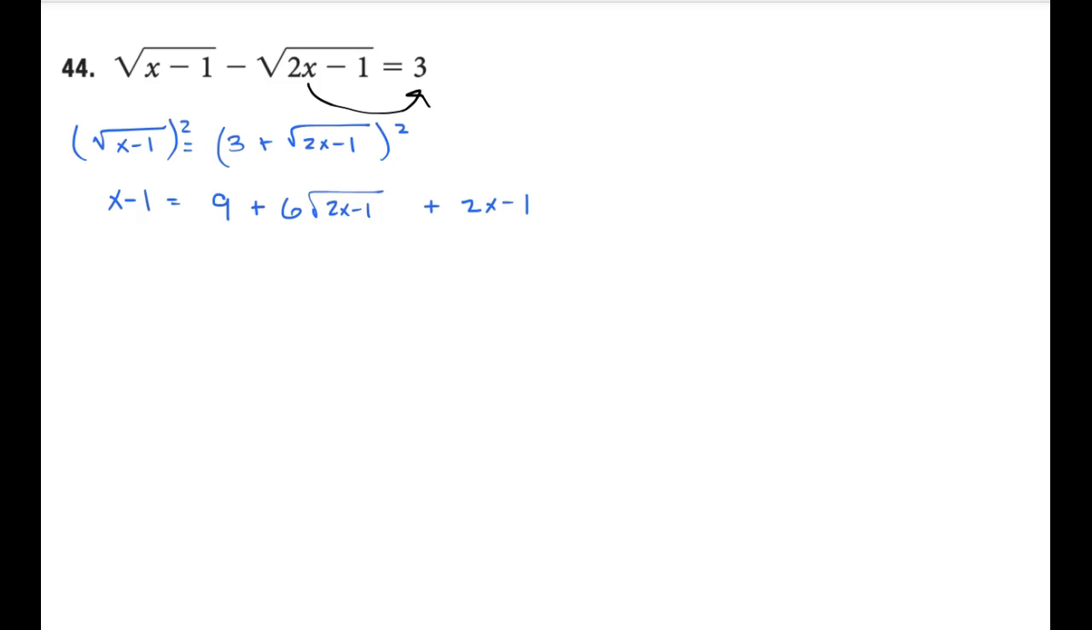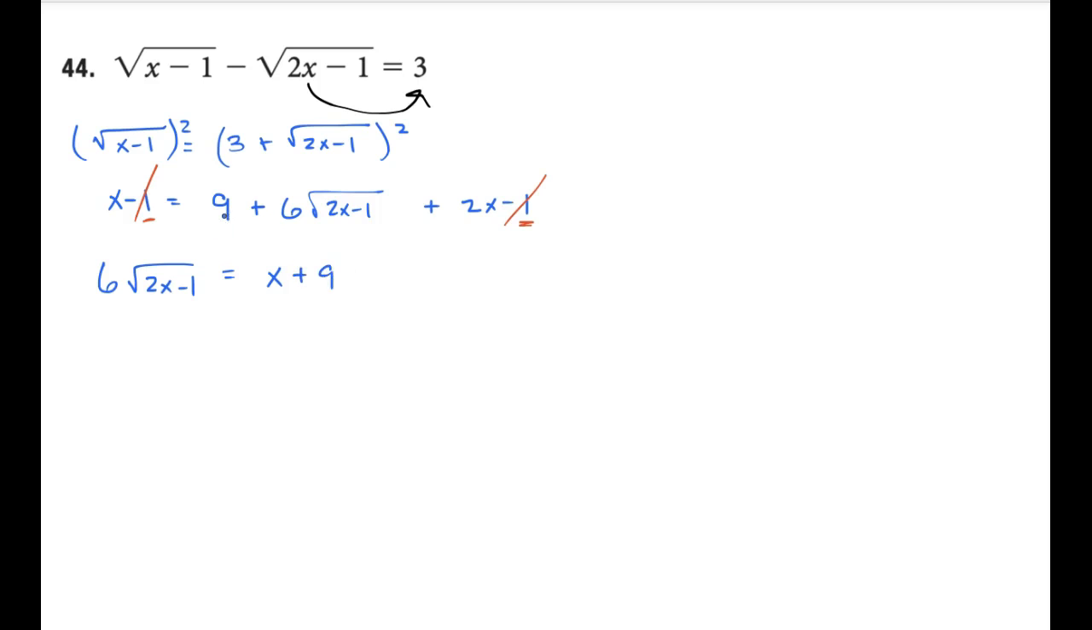So I've got to combine and subtract things out. So I've got a minus 1 on the left. I've got a minus 1 on the right, so I'm going to cancel those out. I want the 6 times square root of 2x minus 1 by itself on one side, so I'm going to bring everything else to the other side, and I get x plus 9.